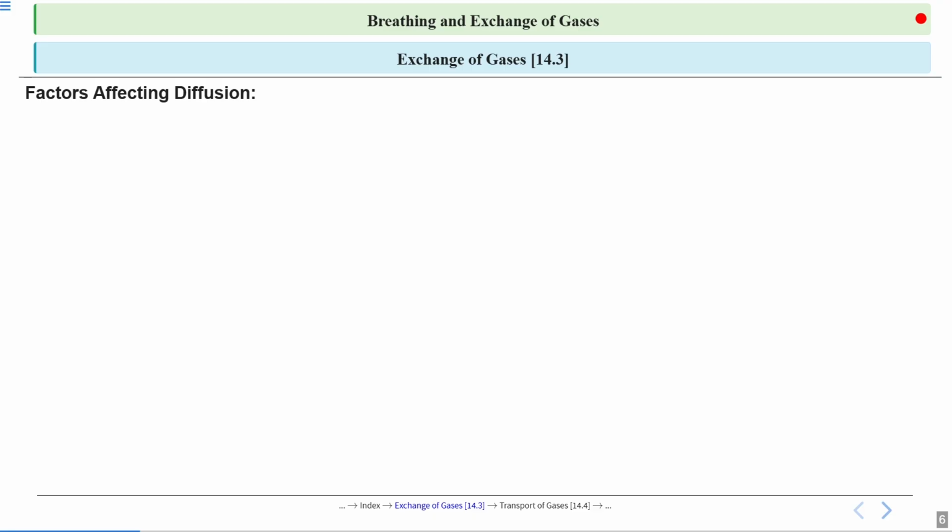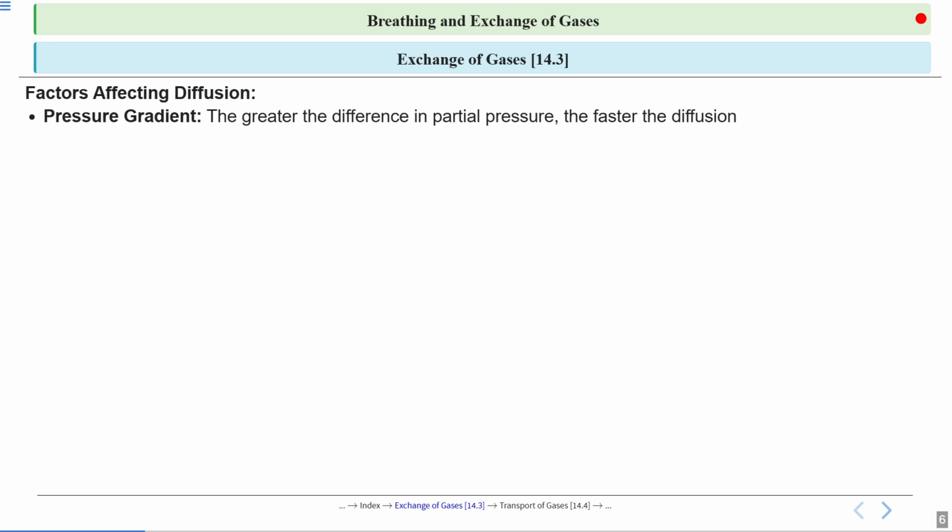Now, we have talked about how diffusion occurs according to the concentration gradient. Now, let us understand what are the factors that affect the diffusion process. Pressure gradient: the greater the difference in the partial pressure, the faster the diffusion. What does this mean?